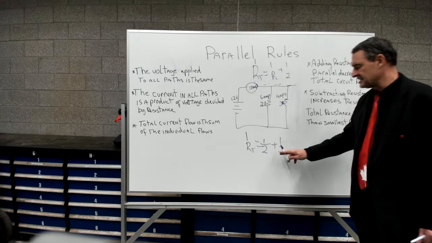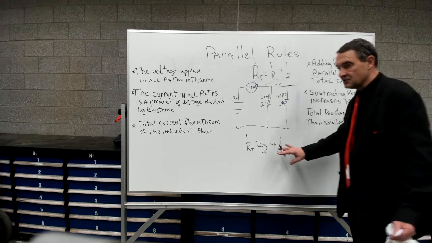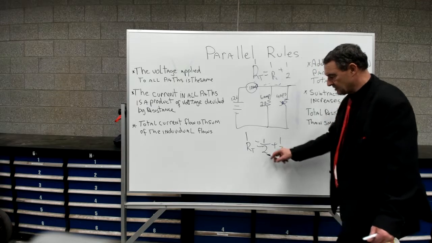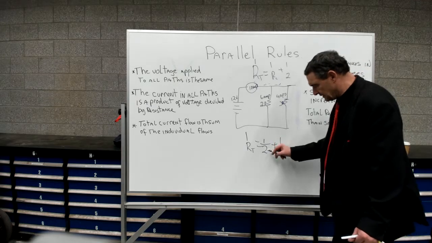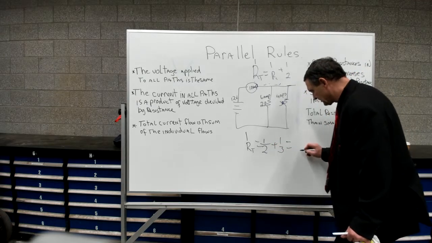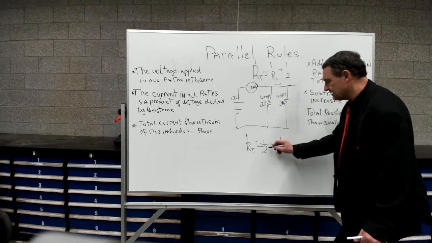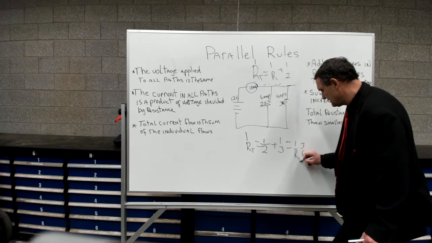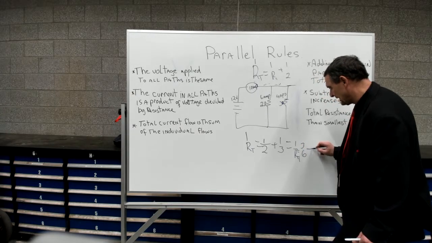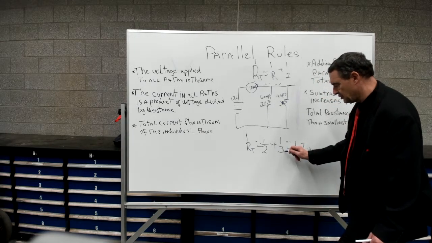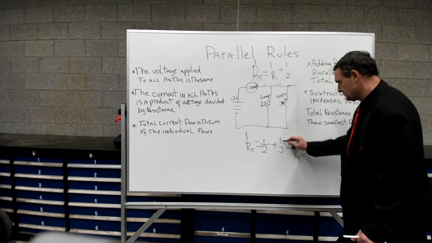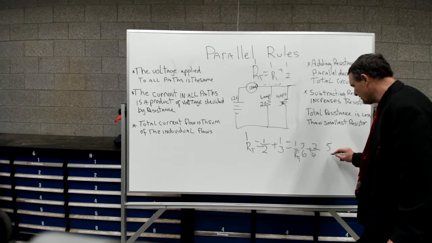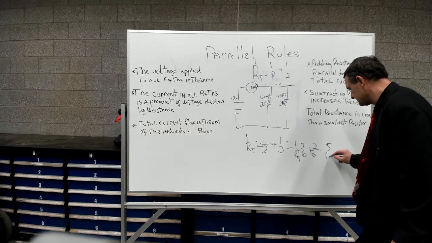Now to solve for this, we have to have a common denominator. So it's pretty clear to me that the common denominator is going to be 6. So to turn this 2 into a 6, I need a 3. 3 times 2 is 6, and 3 times 1 is 3. So 1 over RT equals 3 over 6 plus, turn this to a 6, 3 times 2, 6, that'd be 2. We've got 5 over 6. 1 over RT equals 5 over 6.